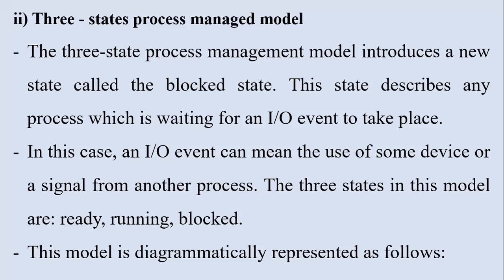The next process model is the three-state process management model. The three-state process management model introduces a new state that is called the blocked state. This state describes any process which is waiting for an input-output event to take place. In this case, an input-output event can mean the use of some device or a signal from another process. The three states in this model are running, ready, and blocked. And the following diagram represents this three-state process model.